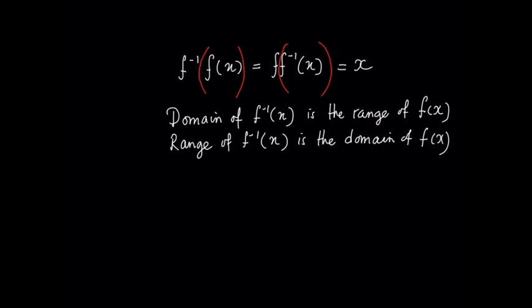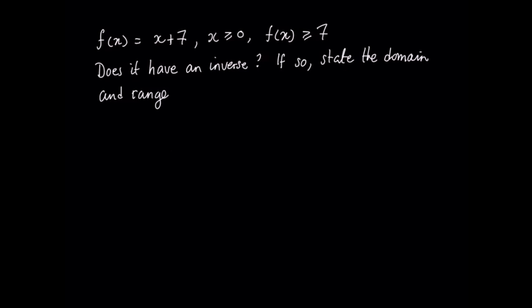Let's have a look at an example then. We have f(x) is equal to x plus 7. The domain is x is greater than or equal to 0, and the range is greater than or equal to 7. Does this function have an inverse? And if so, state the domain and the range. Well, the answer to the first question is definitely yes. It's a one-to-one function. And because it's one-to-one, it will have an inverse.